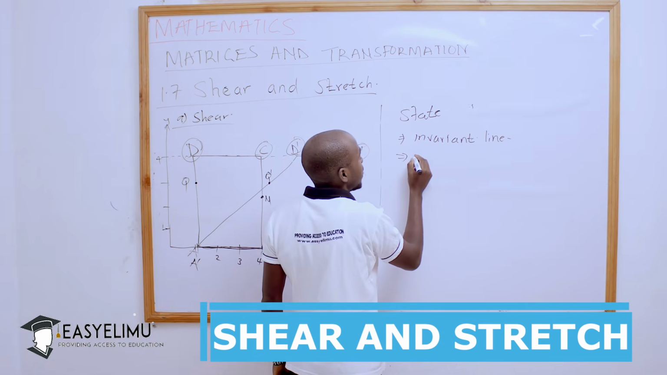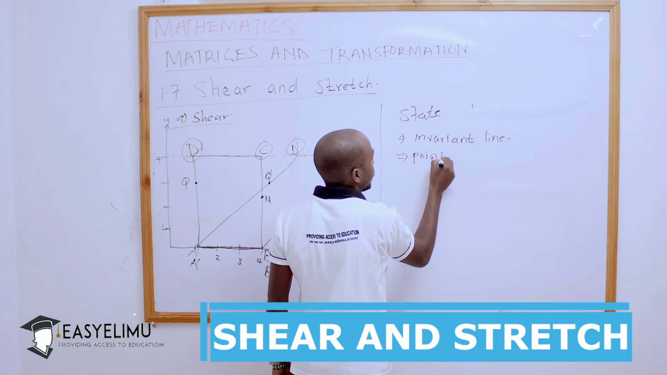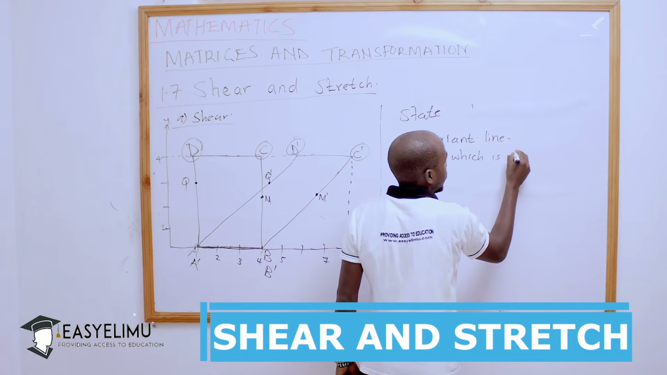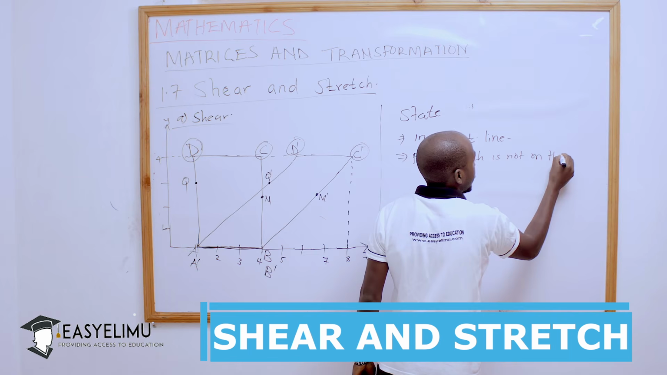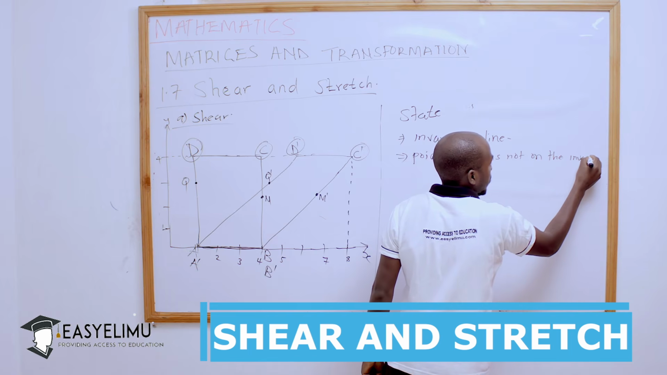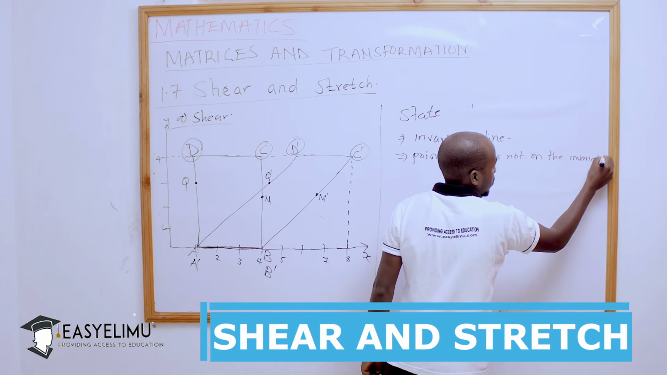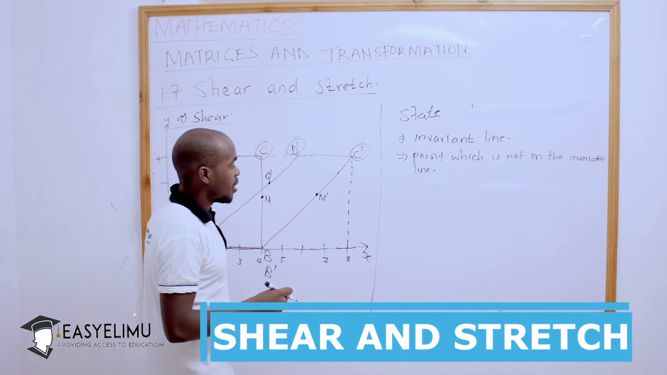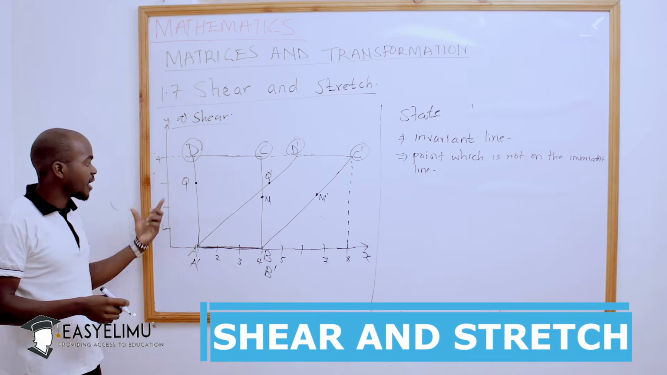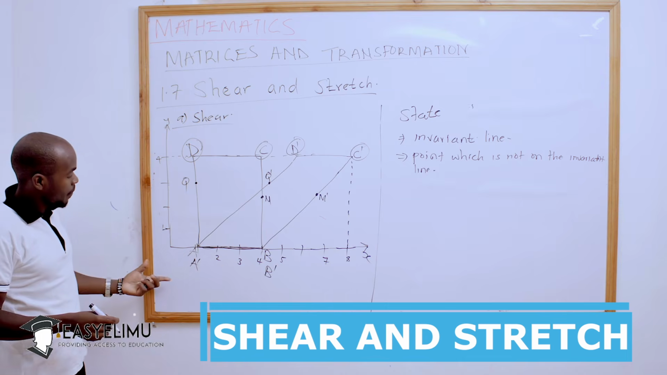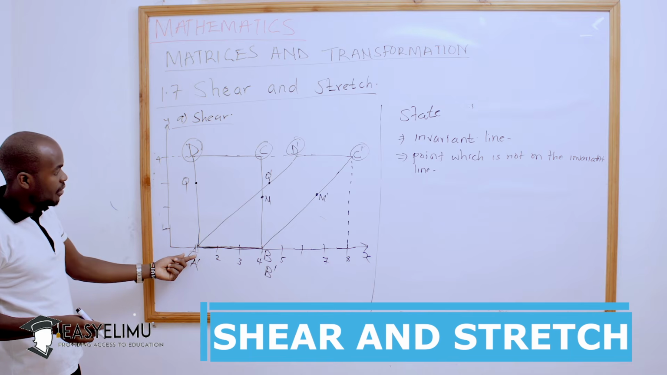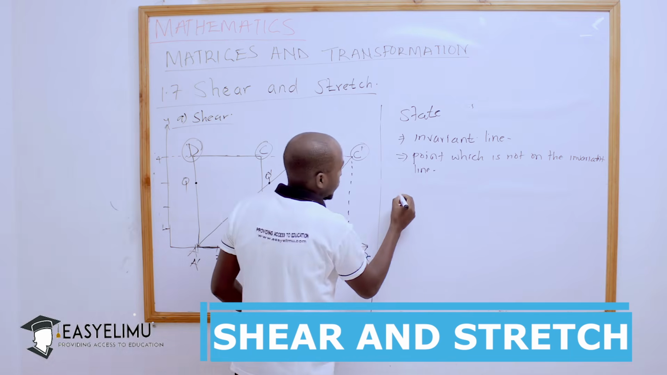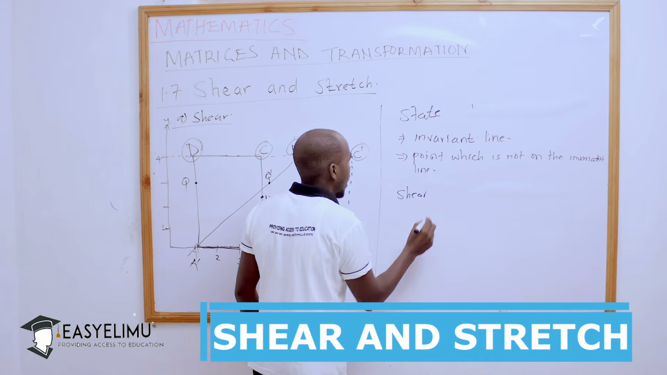Therefore, you also state a point which is not on the invariant line. For example, if we could describe our shear here, we could now give out that this one is a shear matrix. It's a shear matrix actually.